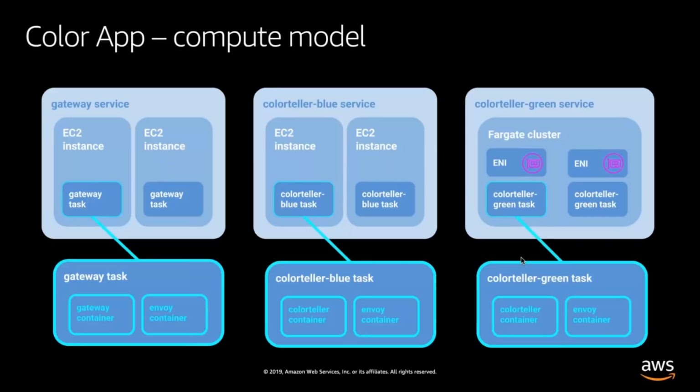Now on the right, we can see our new version, which is color teller green. And this could have been color teller V2, whatever you wanted to call it. And in this example, we're actually going to take advantage of the Fargate launch type. Maybe we're shifting our entire application over to Fargate. We don't want to have to manage infrastructure anymore. We're still running containerized tasks, so we use the Fargate model. And that's what this is demonstrating here. Color teller green is going to run as a Fargate launch type, which means it's going to run in a Fargate cluster on top of ECS. But you're not managing EC2 instances.